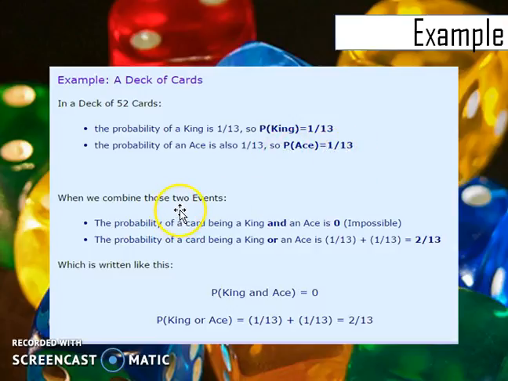When we combine those two events, the probability of a card being a king and an ace is equal to 0, which is impossible to happen. The probability of a card being a king or an ace is 1 over 13 plus 1 over 13, which is equal to 2 over 13, which is written like this. Probability of king and ace is equal to 0, and the probability of king or ace is equal to 2 over 13.